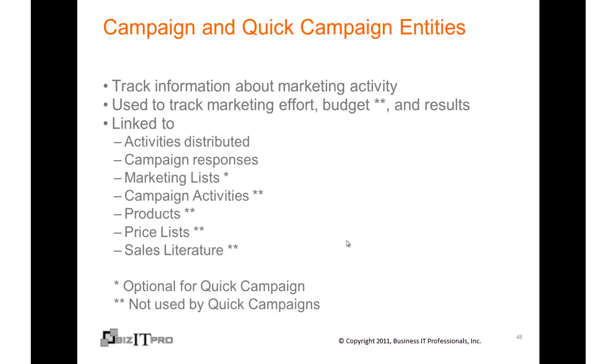Campaign and quick campaign entities. These are designed to track information about marketing activities and used to track the marketing effort, budget, and results, although the budget is not used by quick campaigns. They are already linked to activities distributed, the campaign responses, marketing lists, campaign activities, products, price lists, and sales literature.